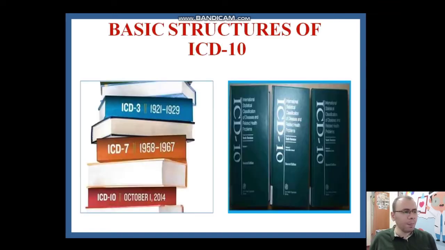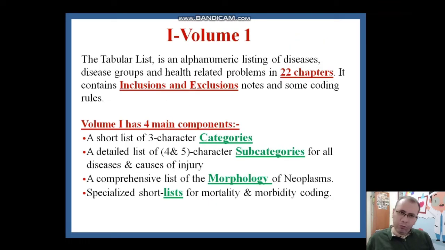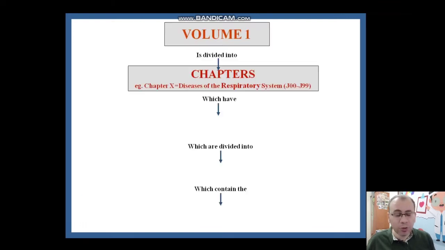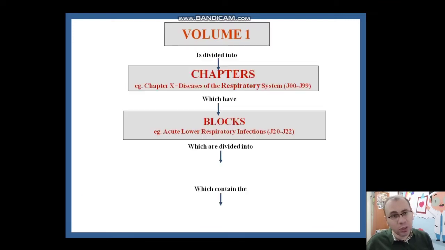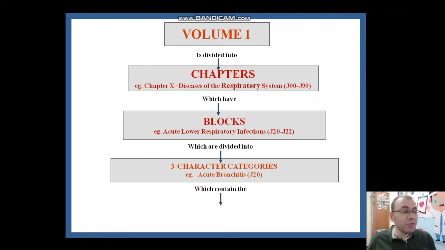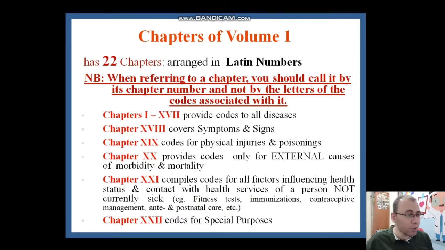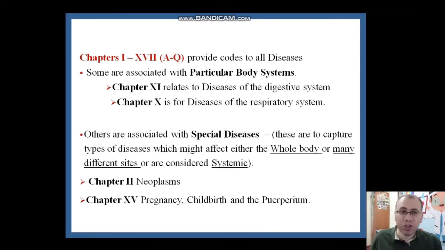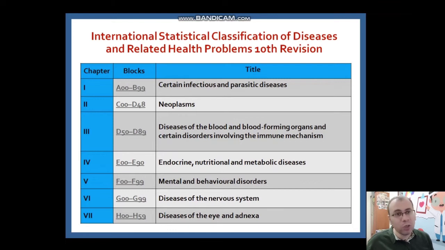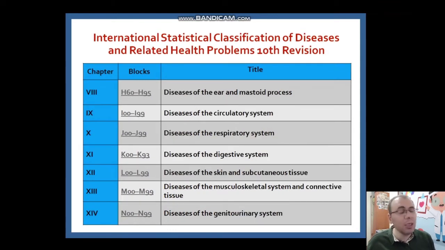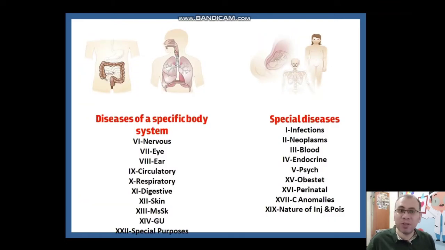We will talk about every component of these volumes in detail. Volume 1, for example, contains chapters, 22 chapters actually, and each chapter contains blocks, and every block contains 3-character categories, and every 3-character category contains 4-character subcategories, and so on. We have 22 chapters in Roman numerals, and we will talk about every chapter in detail, the title of the chapter and what it contains. After that we will differentiate between chapters containing diseases of a specific body system and chapters containing special diseases.